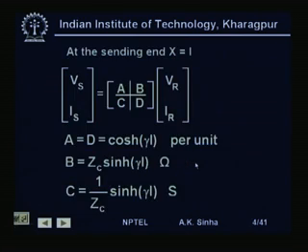Now, normally we are interested only in the terminal conditions, that is the sending end voltages and currents and the receiving end voltages and currents, rather than the voltage and current at any intermediate point on the transmission line. Therefore, we can find out the voltage and current at the sending end in terms of voltage and current at the receiving end by substituting x is equal to L, where L is the total line length.